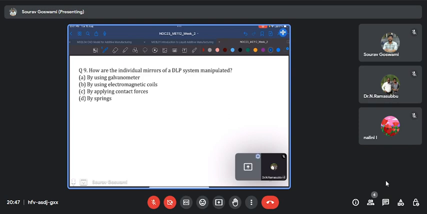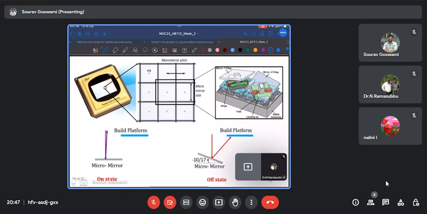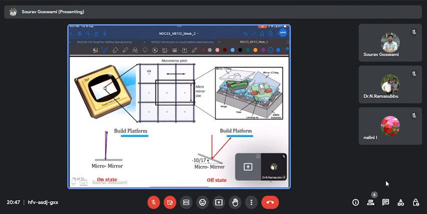Question 9 asks us, how are the individual mirrors of a digital light processing system manipulated? So this illustration is from Professor Kapil's slides itself. On the left, we are seeing a digital light processing mirror array. We see that the mirrors are so fine that we cannot really see the boundaries between adjacent mirrors.